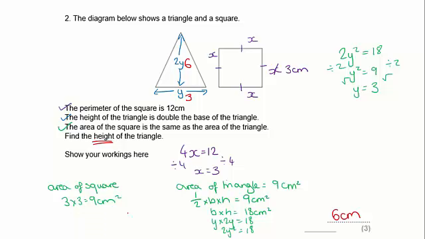So your first mark here is a full method to find the area of the square. So dividing by 4 and then squaring it. Your second is here for setting up an equation or setting up a method to be able to find the area of a triangle. And your final mark is an answer mark.